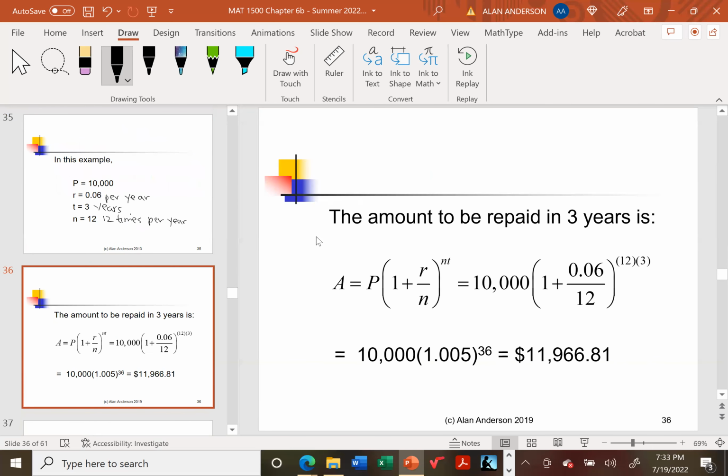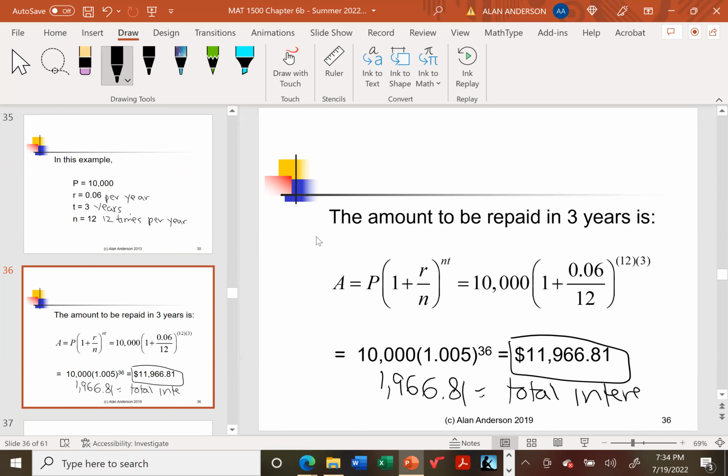And you can see, if you take out your calculator, put this in Symbolab, you'll see that after 3 years, the borrower is going to repay $11,966.81. And of course, out of all of that, $1,966 is our total interest. And the rest is the original principal, because we borrowed $10,000.